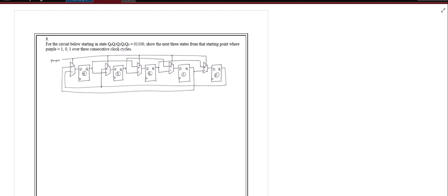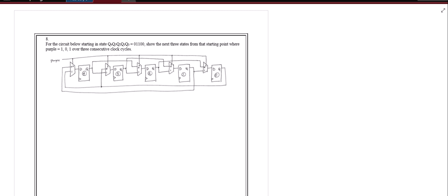Alright, so this is similar to what we did before with the timing diagrams, but we're not going to do a whole timing diagram. We're just going to look and see what the states are, what the next three states are from this starting point. Notice here that they're numbered 0, 1, 2, 3, 4. They're numbered in the opposite direction. You can usually tell which professor I'm getting the problems from by the direction that it's ordered. This is Dr. Trahan.